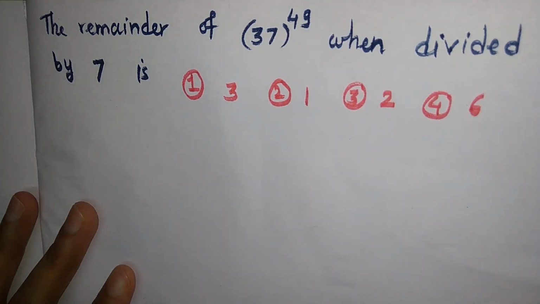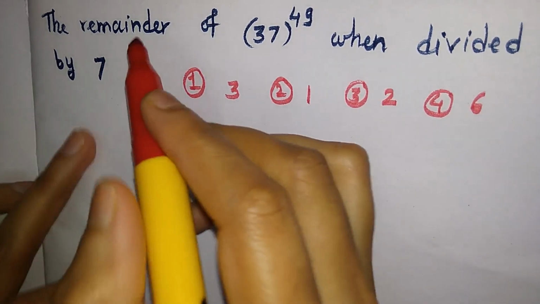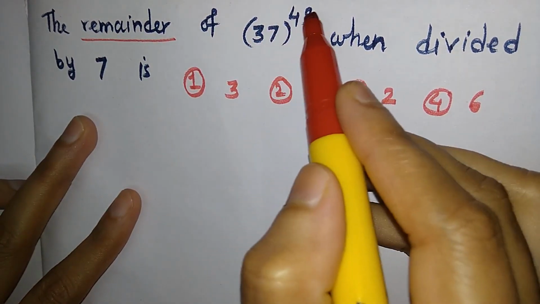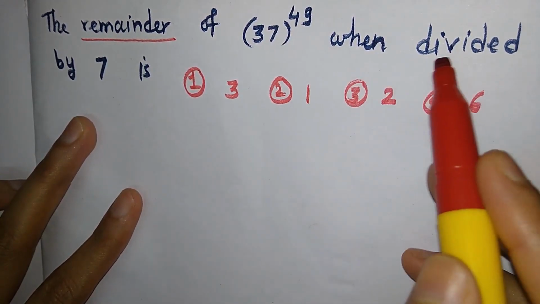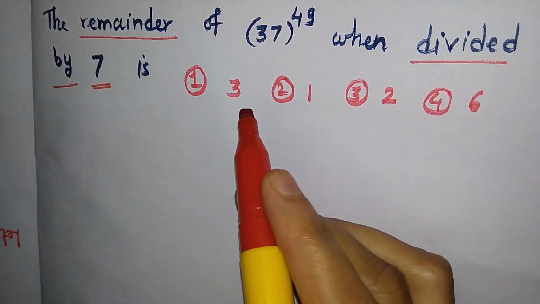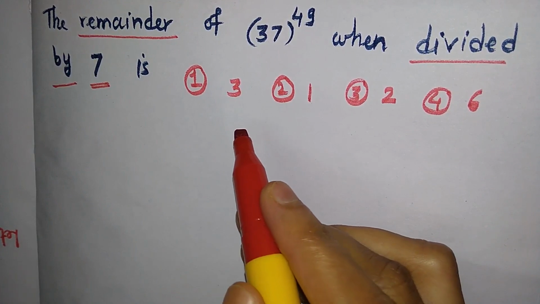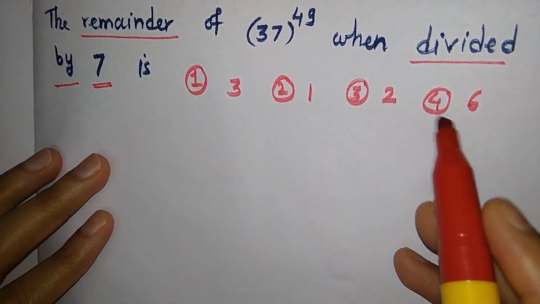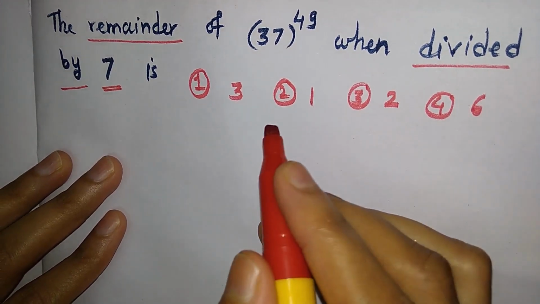Let us solve another question. We have to find out the remainder of the number 37 raised to 49 when divided by the number 7. So there are 4 options. First option is 3, second is 1, third is 2 and fourth is 6. Now what is the meaning of this?